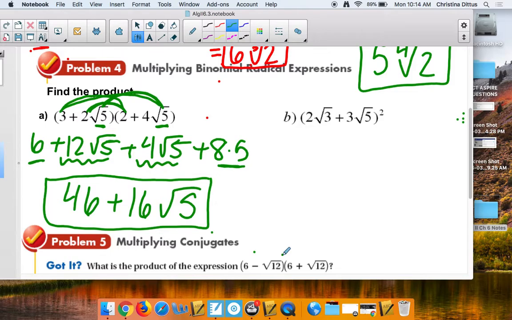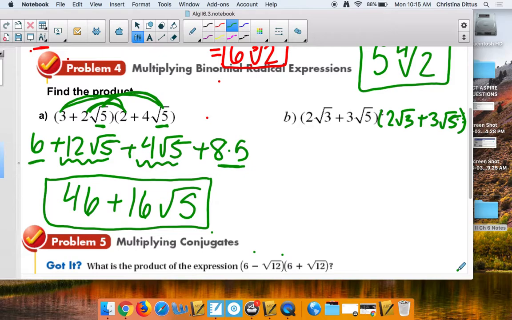Okay, B. What I like to do is, instead of the squared, rewrite all this. So we're going to go 2 square roots of 3 plus 3 square roots of 5. I think it just makes it easier for multiplying because I look at that too and I think, oh, what? Okay.